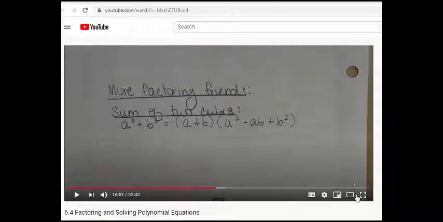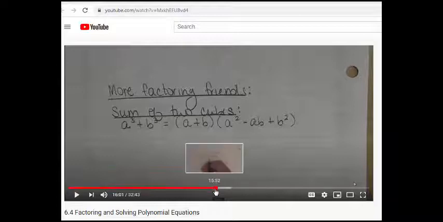So just as a quick reminder, I went back, because I don't have all of my friends with me, onto the 6.4 factoring and solving polynomial equations. This was one of our lessons that we did, and some of our factoring friends here were that we had some more factoring friends, and one of them was the sum of 2 cubes. So anytime you have something cubed plus something cubed, this is how you break it down. And the goal is to figure out what A and B are. And then once you have A and B, you just follow this very simple pattern.